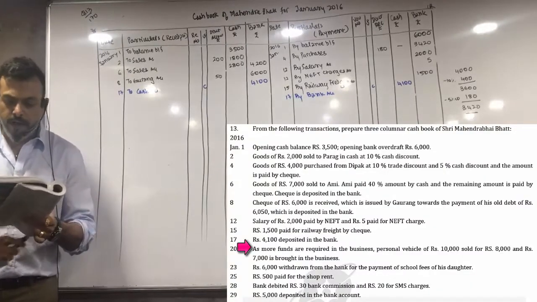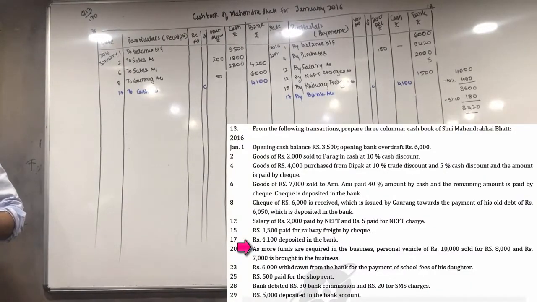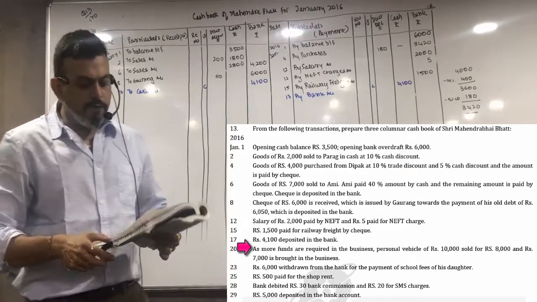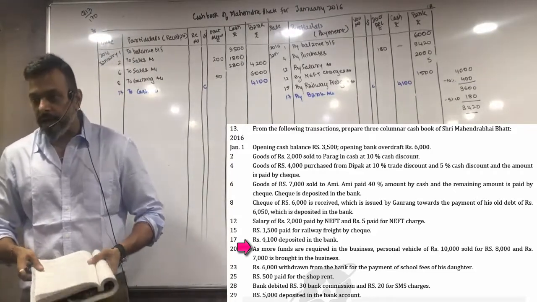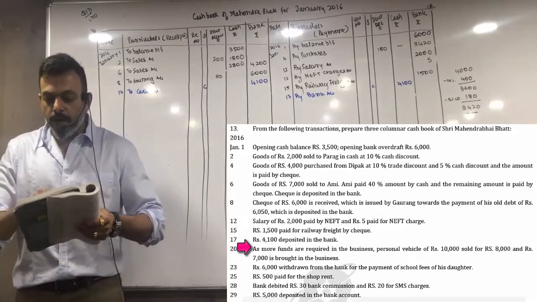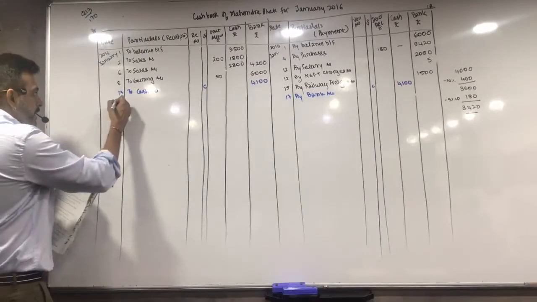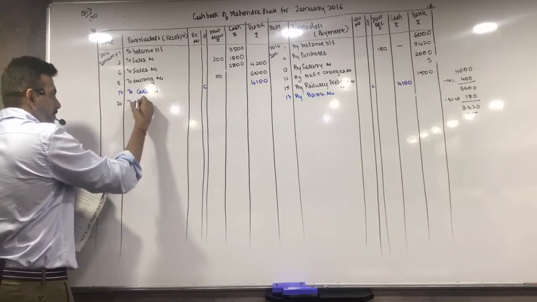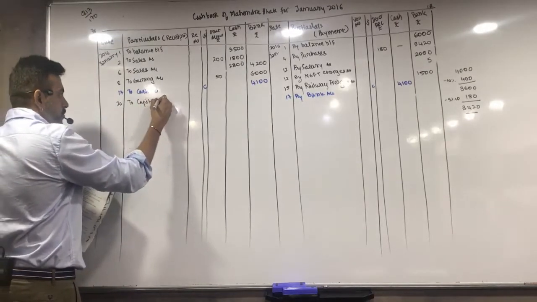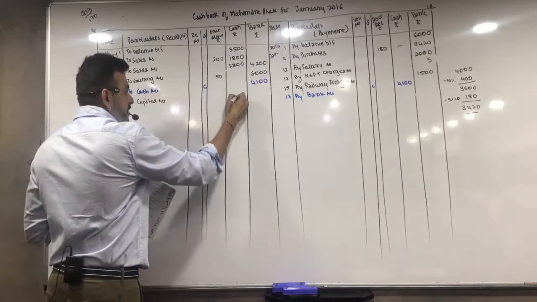As more funds are required in the business, personal vehicle of 10,000 sold for 8,000. Does this make any difference to us? No. But how much is brought in the business? 7,000. So receipt side, who brings this money? Owner. So to capital account 7,000.